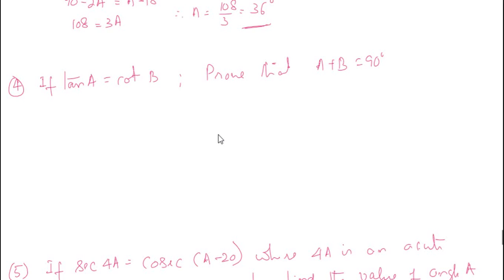If tan a equal to cot b, prove that a plus b equal to 90 degree. We can write this as tan a equal to cot b. Cot b we can write as tan 90 minus b. Tan 90 minus b is nothing but cot b. So tan a equal to tan 90 minus b. Therefore a equal to 90 minus b. Bringing b to the left side, we have a plus b equal to 90 degree.